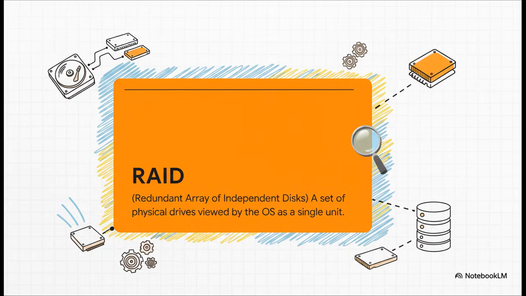And the most common solution for that is a technology called RAID. It stands for Redundant Array of Independent Disks, which sounds complicated, but it's really just a smart way to use multiple drives together to do things a single drive can't, like go faster or protect you from failure. Let's look at the two most basic types.